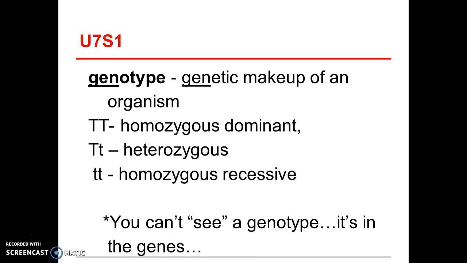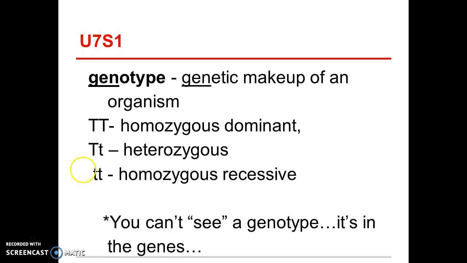Genotype is the genetic makeup of an organism, so you're going to see it written as letters. When you see this, it's your genotype. So you're showing the alleles that the person has. That's your genotype. And we call capital T homozygous dominant. Homo means same, so homozygous dominant means the 2 are the same and they're both dominant. Hetero means different. Heterozygous means they have 2 different alleles, capital and lowercase. And then homozygous recessive, homo means same, recessive means lowercase, so they're going to be 2 lowercases.